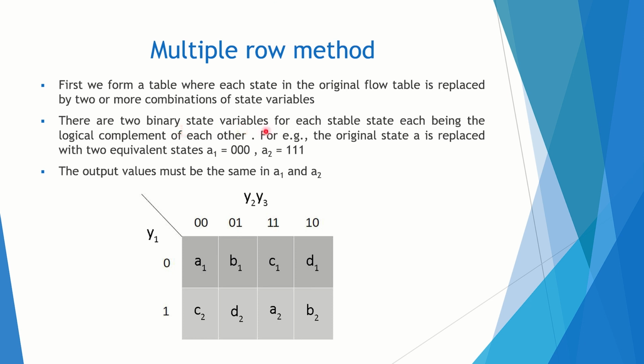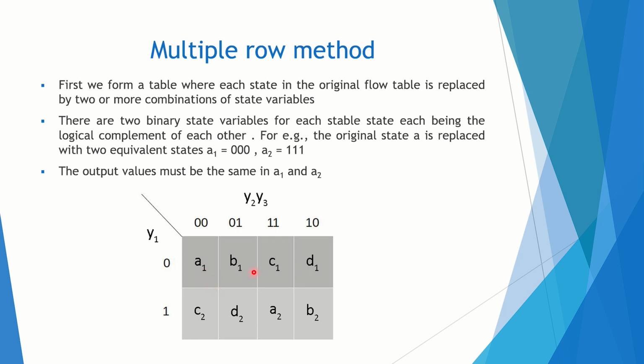So there are two binary state variables for each stable state, each being the logical complement of the other. That is, you take the one's complement of each state variable and write it in a K-map. So here we have four states, and we are making copies of each state, so there will be 8 states in total.